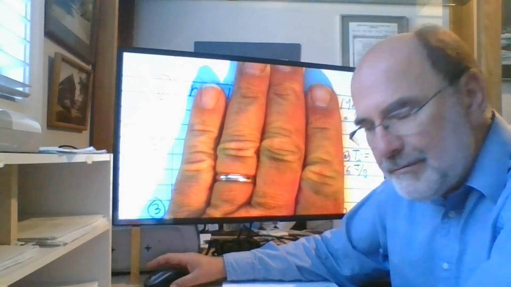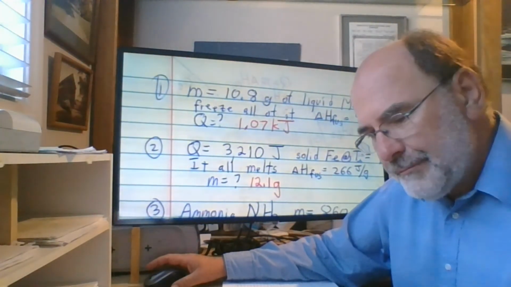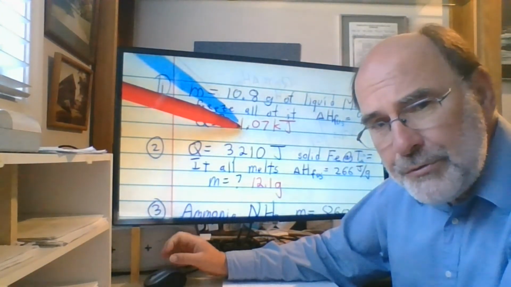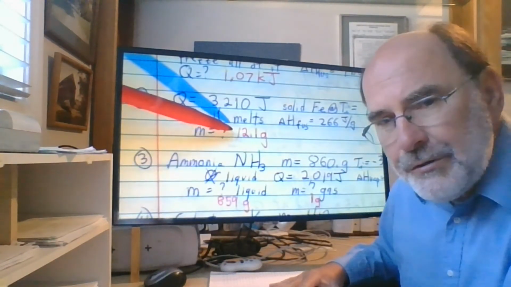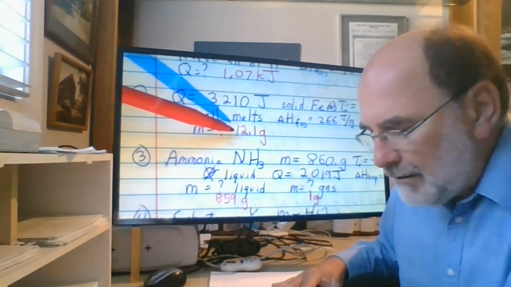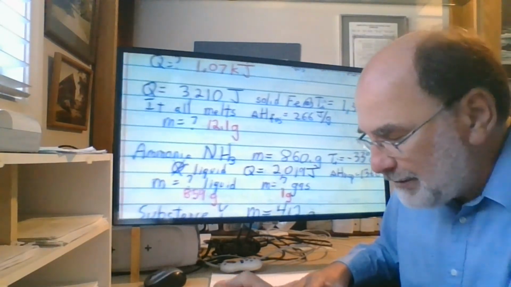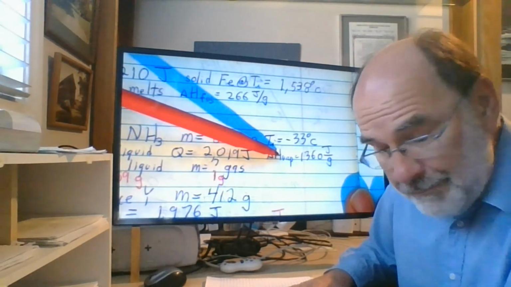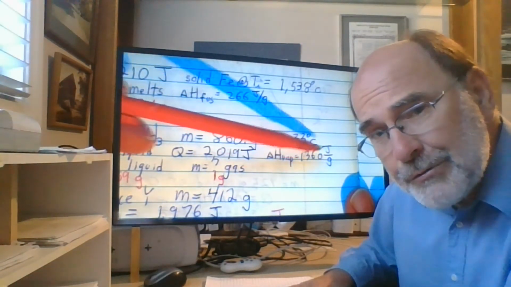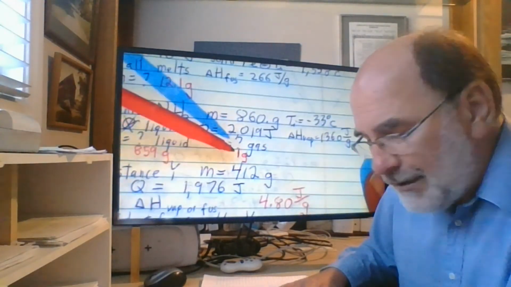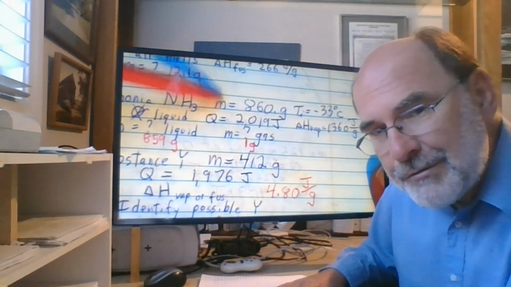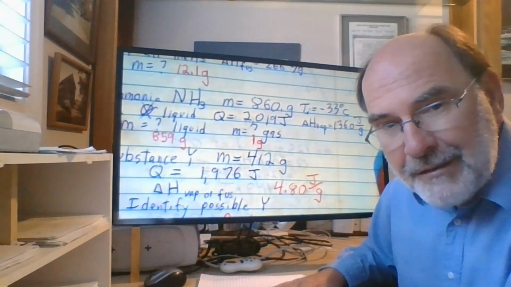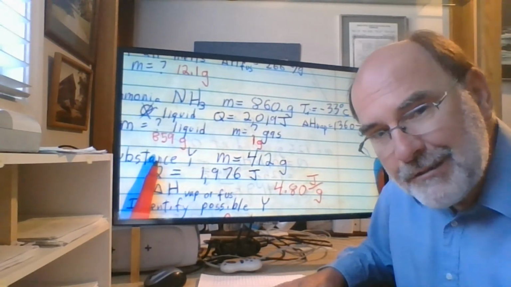Hopefully you paused it. Here we go. My results. For practice problem one, I got 1.07 kilojoules of heat energy. Number two, I got 12.1 grams. For number three, I realized if you didn't have your reference table, shame on you. I forgot to tell you that the heat of vaporization for ammonia is 1,360 joules per gram. And as a result, I get 1.5 grams, so rounded to the nearest gram, 1 gram of it becomes gas, and the other 859 grams of it remains in the liquid state.